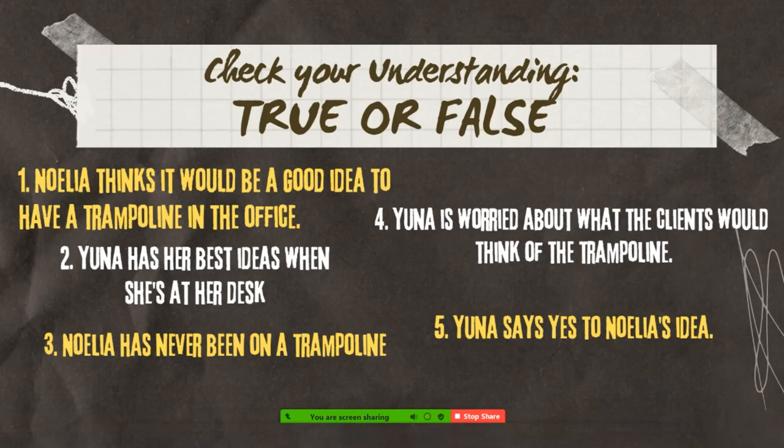So true or false? True, I think, because she was jumping on a trampoline. That's how she got the idea. Correct. Okay, number four. Faiz, sure. Yuna is worried about what the clients would think of the trampoline. The answer is yes. She's worried that the client might come in and see all the employees jumping on the trampoline, right? Yes. Okay, good. And last but not least, number five.